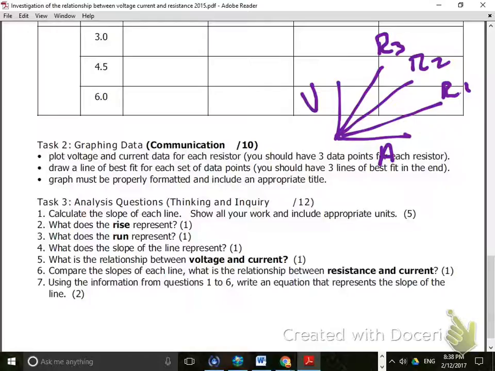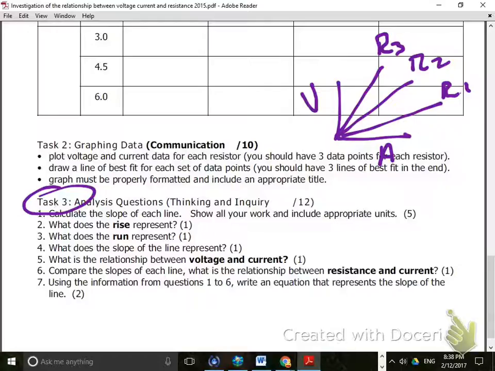Once you finish the graph, because you need to do the graph first, then you can complete task 3, which is the analysis questions. And you'll go through that information, and then you're going to answer those questions according to the data that you have from your lab. This should take probably most of the period, and then what you don't get done, you'll have a little bit of time on Wednesday to finish it up. But this lab will definitely be collected on Wednesday.